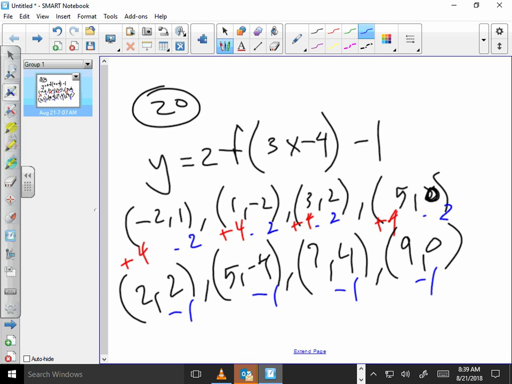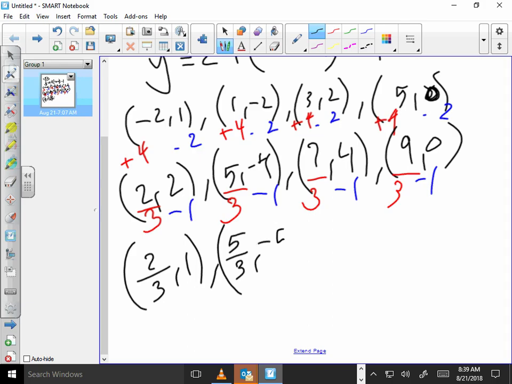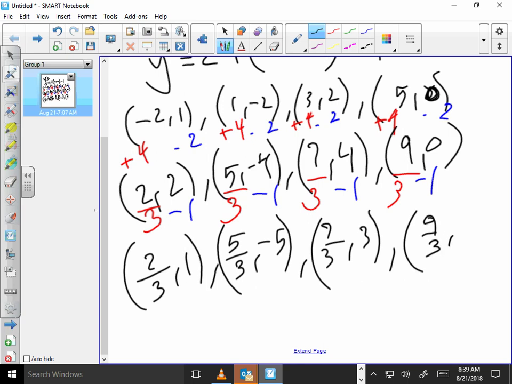Divide what by 3? This is inside. I do the opposite of what I see, and I do it to the x values. So I need to divide the x's by 3. And so my new points are (2/3, 1), (5/3, -5), (7/3, 3), and (9/3, or 3, comma, -1).